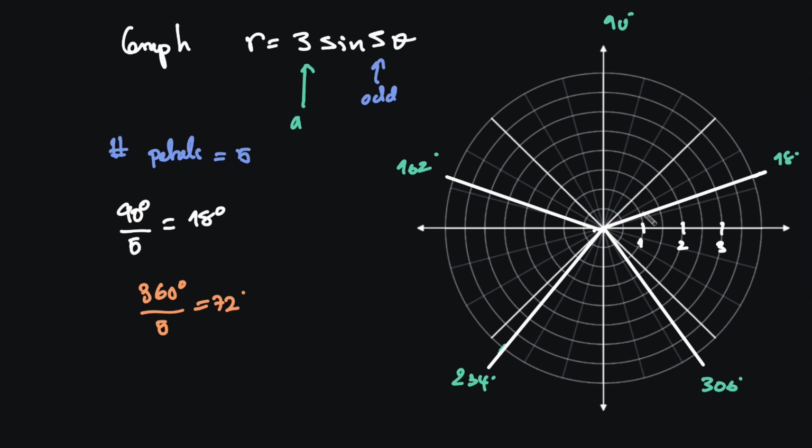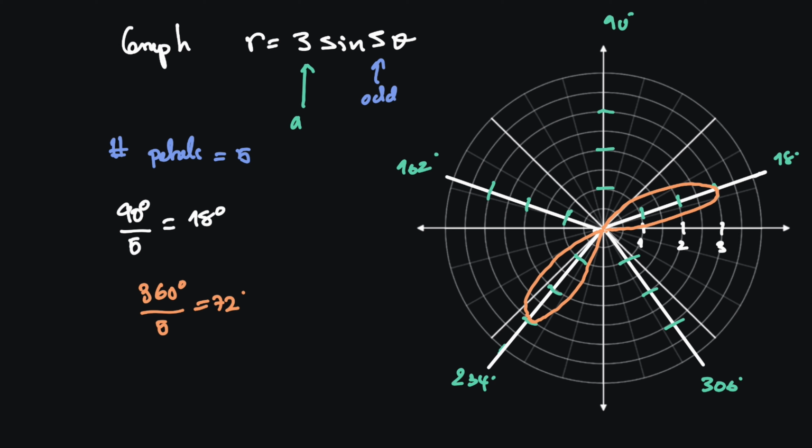So this is 1, 2, 3. This is 1, 2, 3. This is 1, 2, 3. 1, 2, 3. Remember that we changed the scale. 1, 2, 3. So we can see the leaves better. So our graph will be something like this.